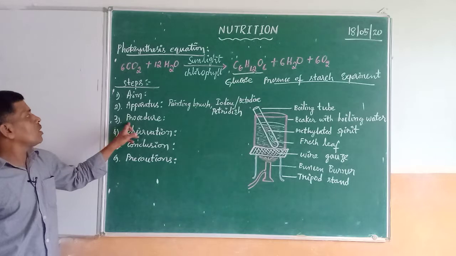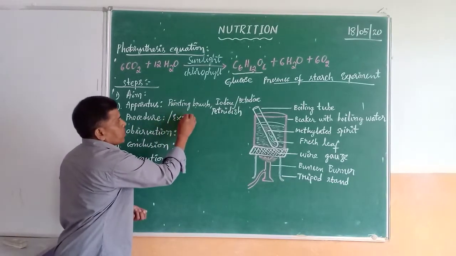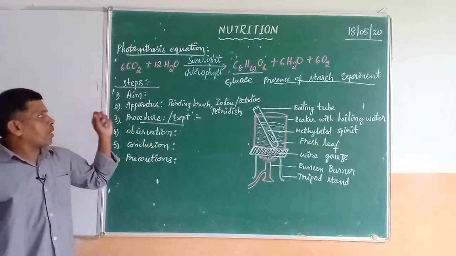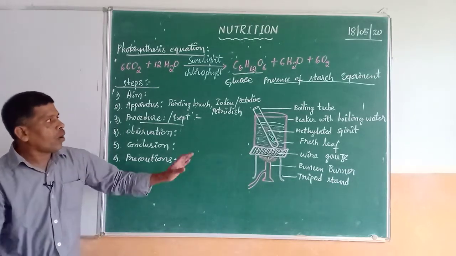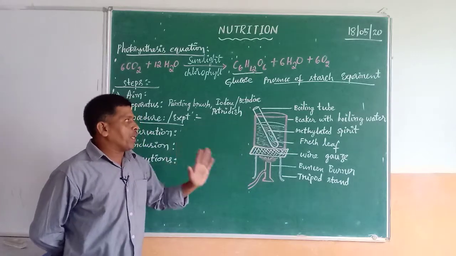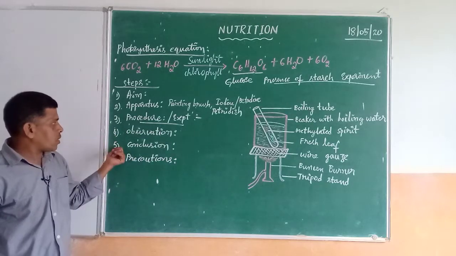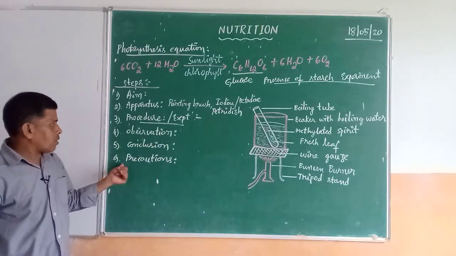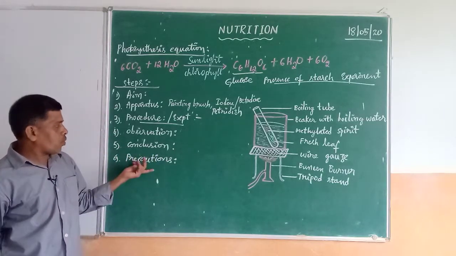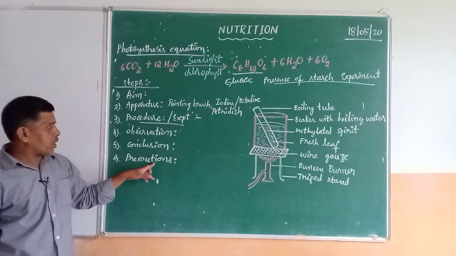Now moving to the third step, we have the procedure. This can even be written as experiment, procedure, or experiment. You can write anything. Under this heading, we are going to explain how this experiment is performed by using all these materials. The fourth side heading is observation. The fifth one is conclusion, and lastly we wind up with precautions. In every activity or experiment, we write the precautions related to that particular experiment. It is most important to write the precautions.